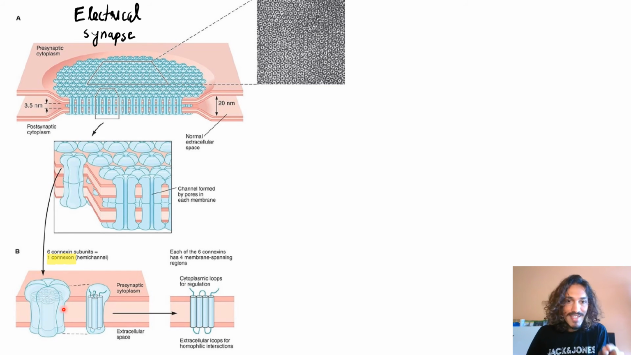So one connexin is basically, you can see here, made up of your 4 looping channels. Okay, so membrane spanning segments, 4 of them are there. 1, 2, 3, 4. So this is one connexin. 6 such connexins form your one connexon, and that is the building block of basically your gap junction. 2 of those connexons on either side form your gap junction, and that forms part of your electrical synapse.